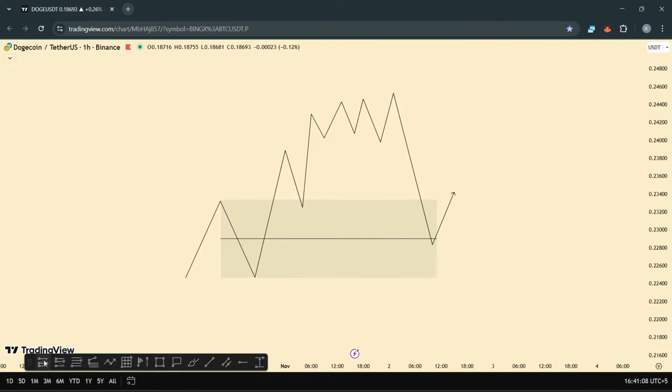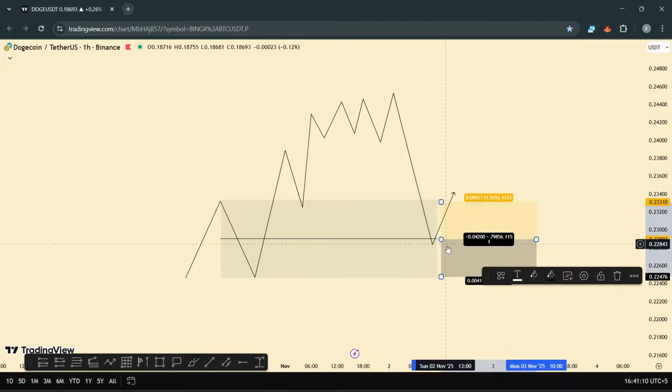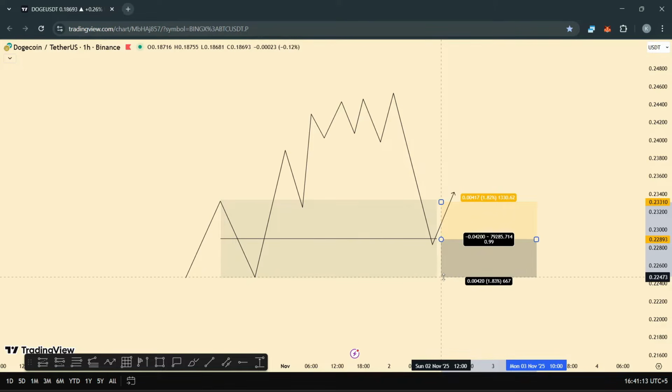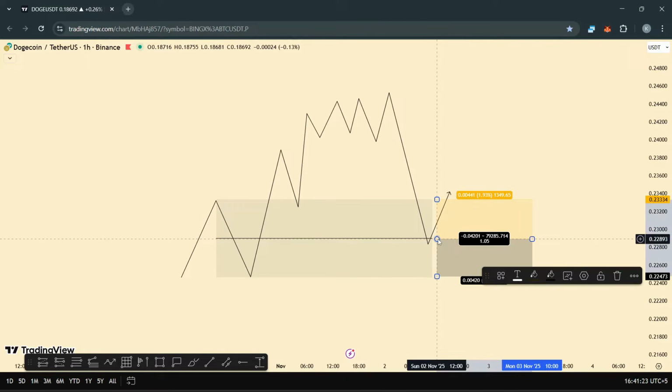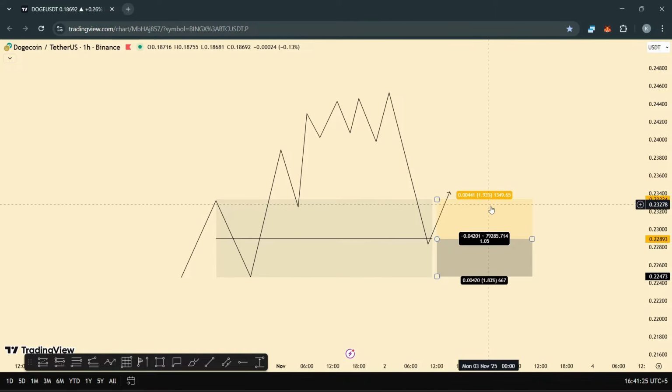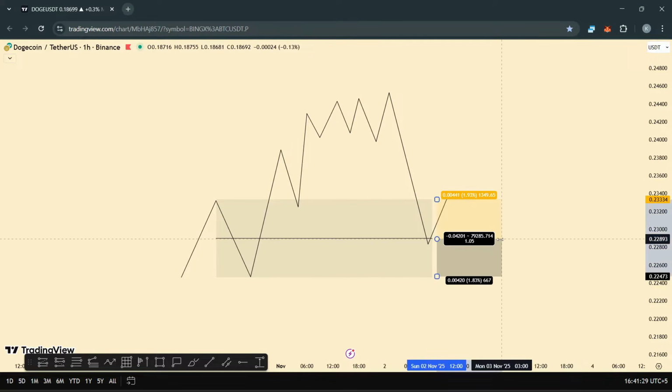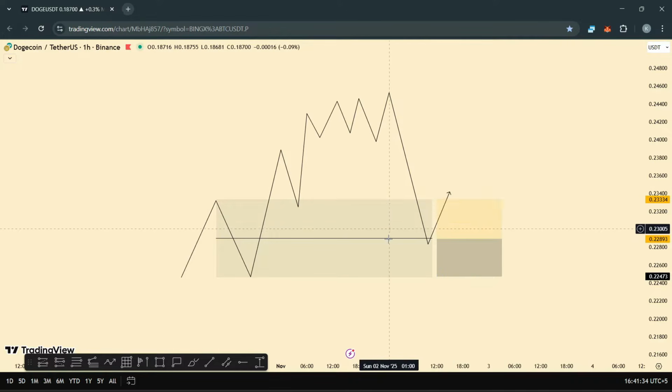So the most basic system would be to long over here, put your SL below the low, take your profits at the high of this zone, and if you enter at 50%, you will make 1 to 1 risk to reward. So if you're risking 100 over here, you make 100 over there. And that is the most basic setup of the glitch.